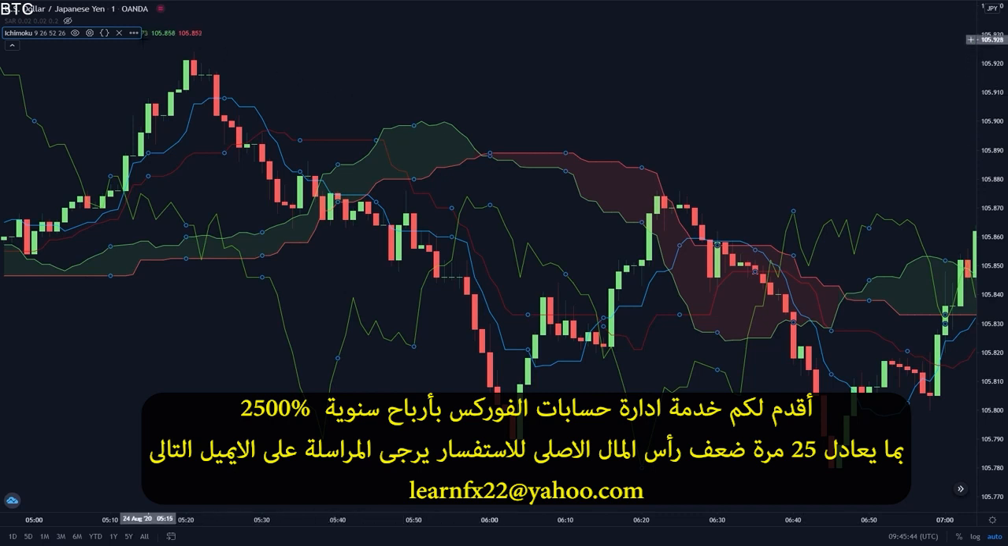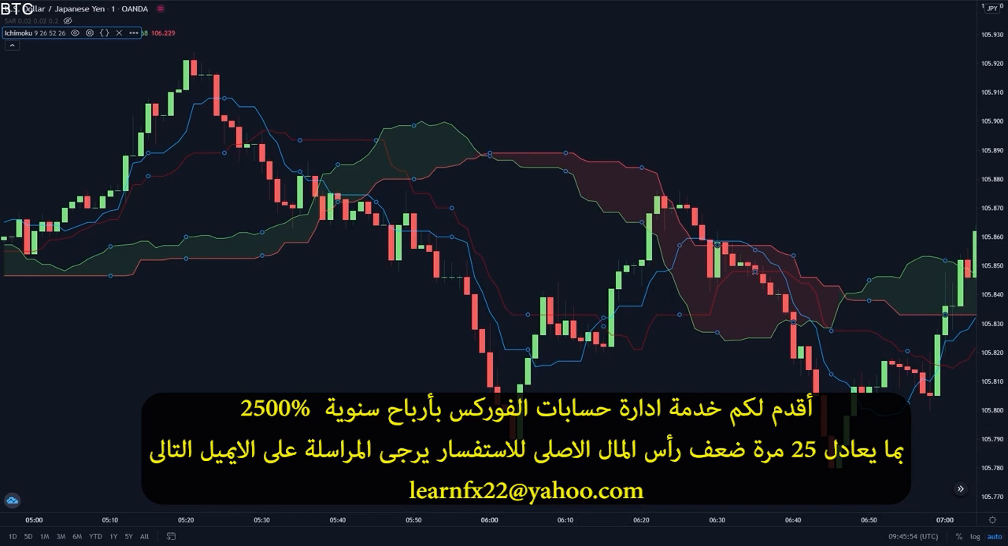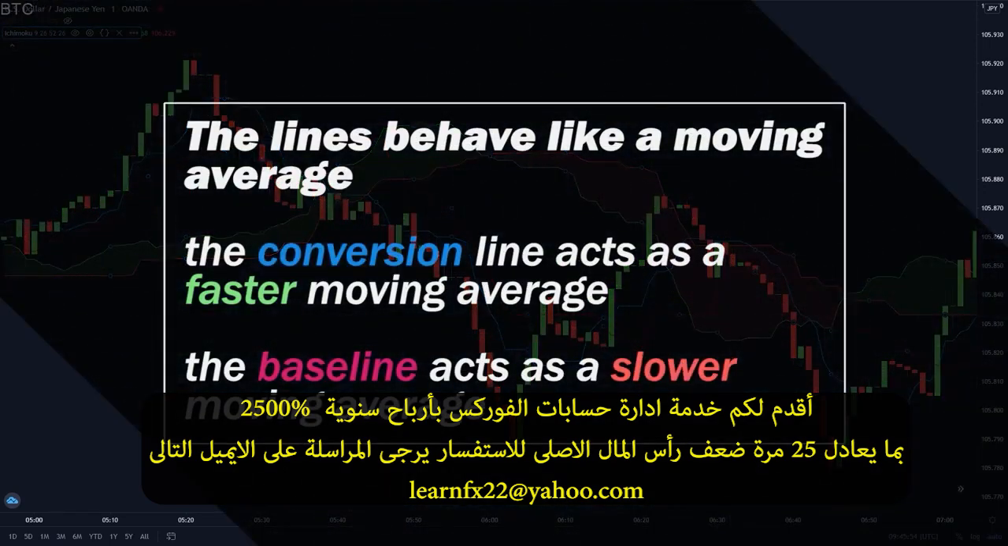So what about the other parts of the indicator? I'm going to remove the lagging span because you can still use the Ichimoku without it. It's just a preference, but for the sake of simplicity, I'm going to remove it. Now we are left with the cloud, the conversion line, and the baseline. To make it simple to understand, these two lines behave like moving averages. The conversion line acts as a faster moving average and the baseline acts as a slower moving average.